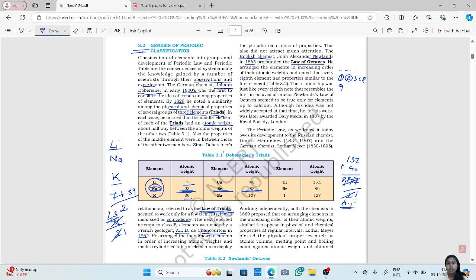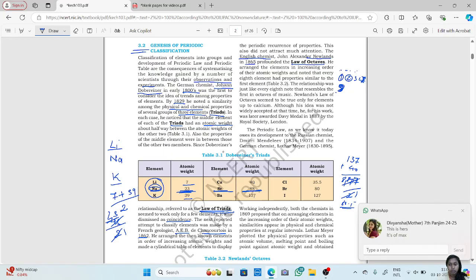So what he made is that the elements in an increasing order of their atomic weights, and noted that every 8th element, till 7 he wrote on the top. Every 8th element he wrote below the first element, and he mentioned that when you write them in their increasing atomic weights, every 8th element will have the same property as the first element.